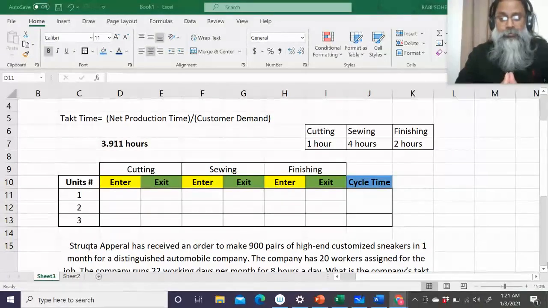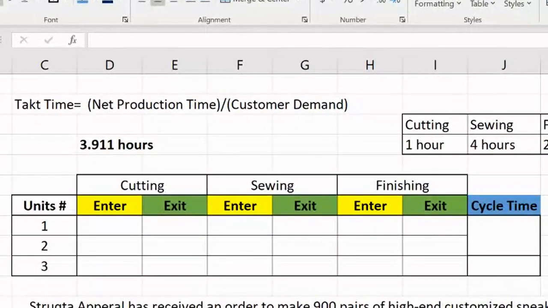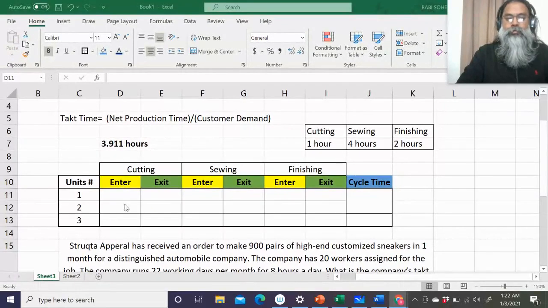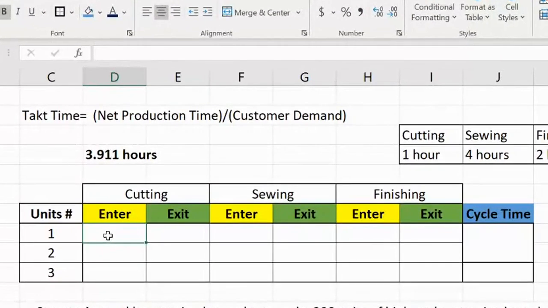Now let's continue to figure out how to calculate the cycle time here. You can see here each sticker has to go through three processes: 1 hour of cutting, 4 hours of sewing, and then 2 hours of finishing. So if that is the case, how much time will the first unit take to be produced? Let's see. The first unit will start with the cutting process.